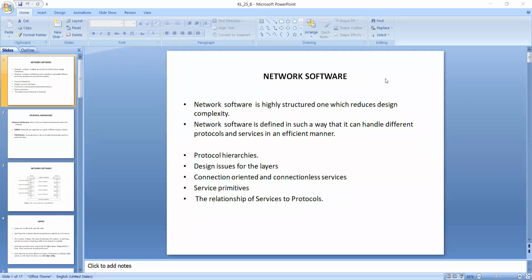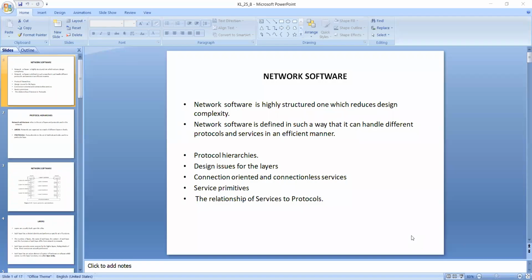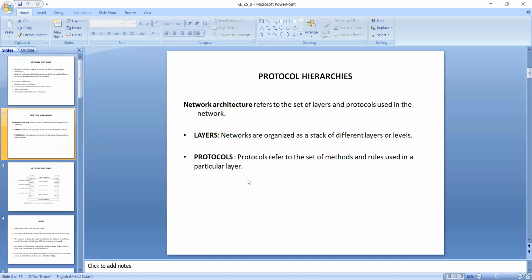Okay. Okay, so in today's class, we'll discuss protocol hierarchies. Okay, now? Is it audible now? Yes, ma'am. So, protocol hierarchies.